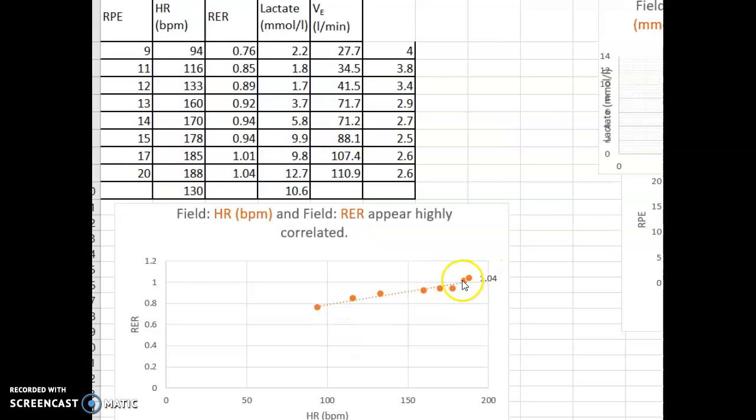All right, here's the graph for heart rate and respiratory exchange ratio, and we can see here that right around 1 is probably a little bit higher than that lactate threshold when we're using full carbohydrate. So because this level, 1.01 here, is at heart rate of 185, I would say that lactate threshold is somewhere closer into this 178 range, again, maybe 180. So that's what I would say for this.